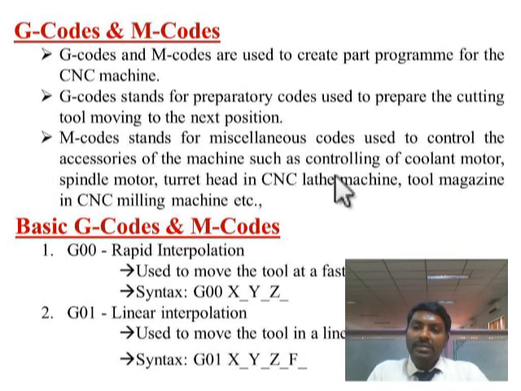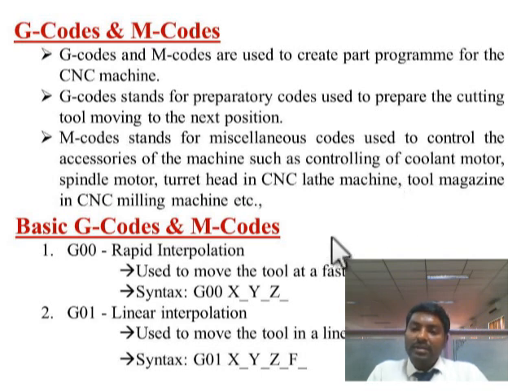Next one is M codes. M codes stand for miscellaneous codes, which are mainly used for controlling the various accessories of the machine. For example, these codes will be used to control the coolant motor, spindle motor, turret head in case of a CNC turning center, and a tool magazine in case of a CNC milling machine. So for controlling these types of accessories of the machine, these codes will be used.